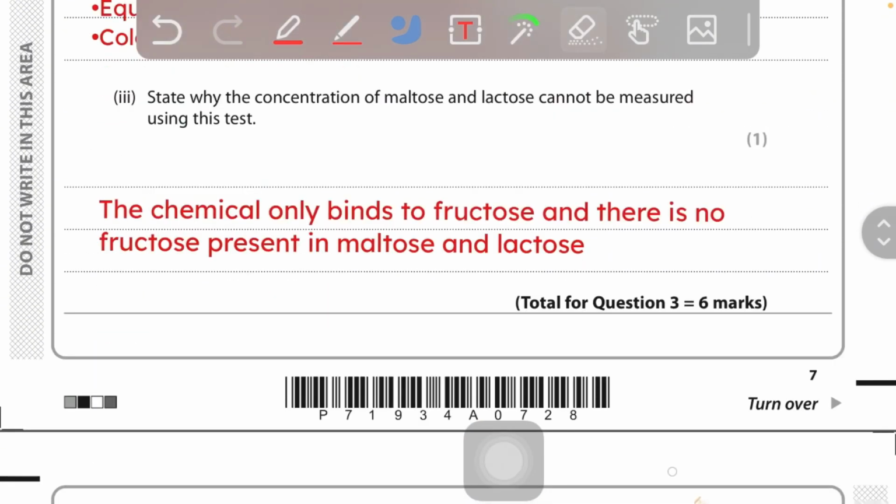State why the concentration of maltose and lactose cannot be measured using this test. The chemical only binds to fructose and there is no fructose present in maltose and lactose.